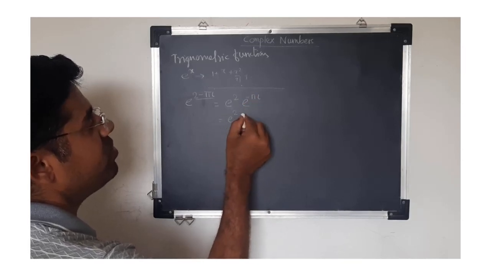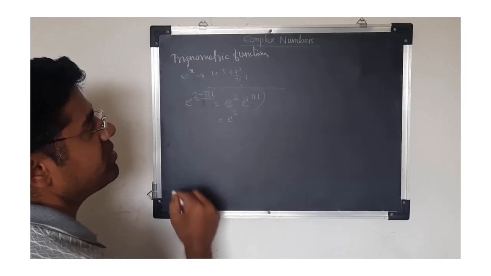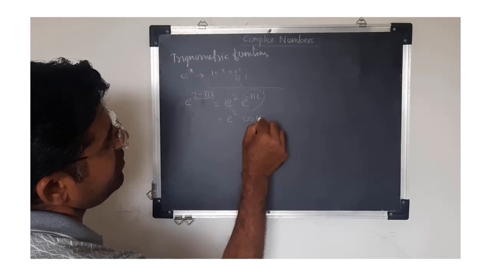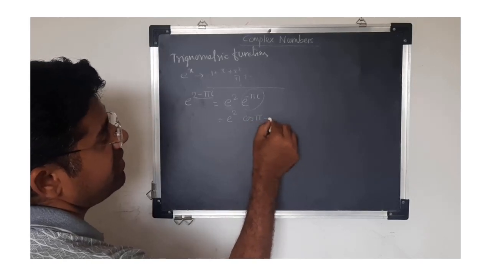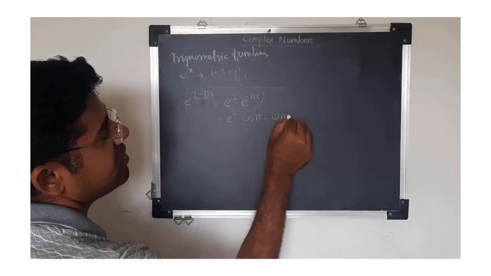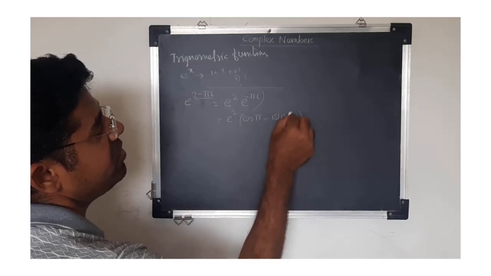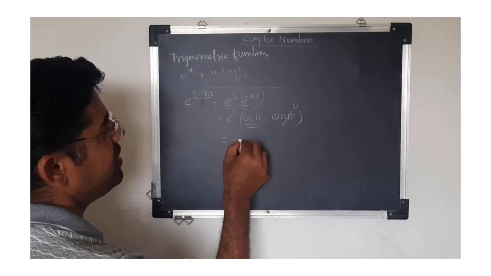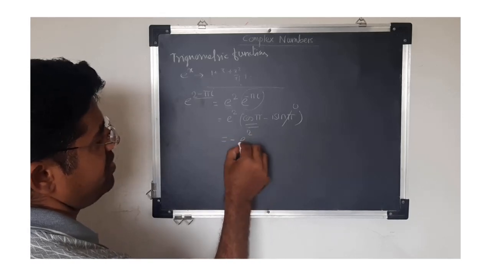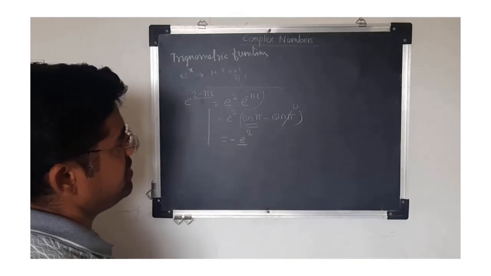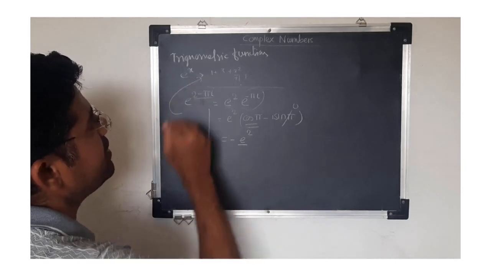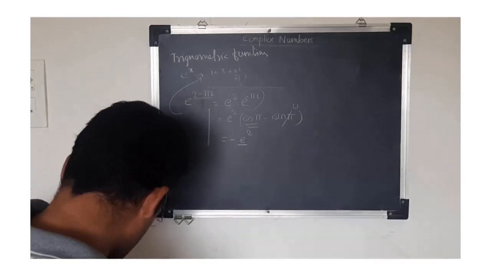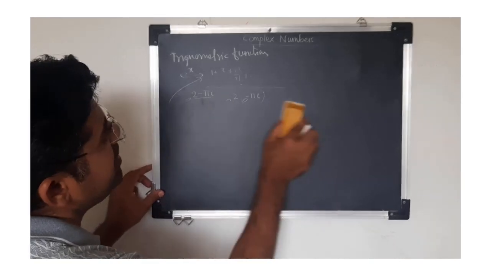e raised to 2 into e raised to minus pi is what? This is your cos of pi minus sin pi. Sin pi is your 0 and cos pi is your minus 1. So you will get the answer is minus e squared. So within 2 steps you will get an answer. But if you are doing it using an infinite series, then this is the tedious case. So that thing we have to do here.